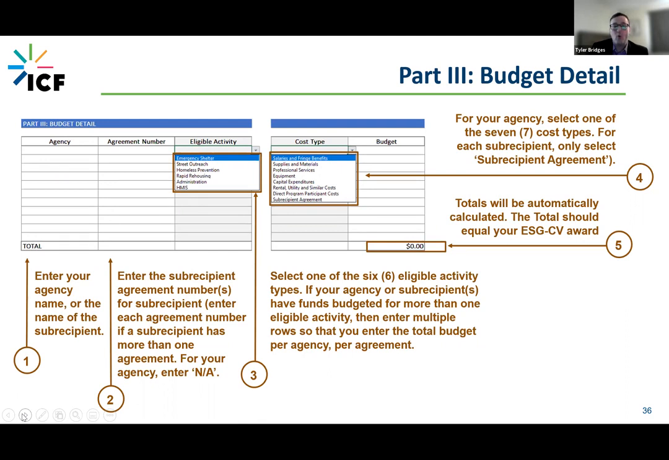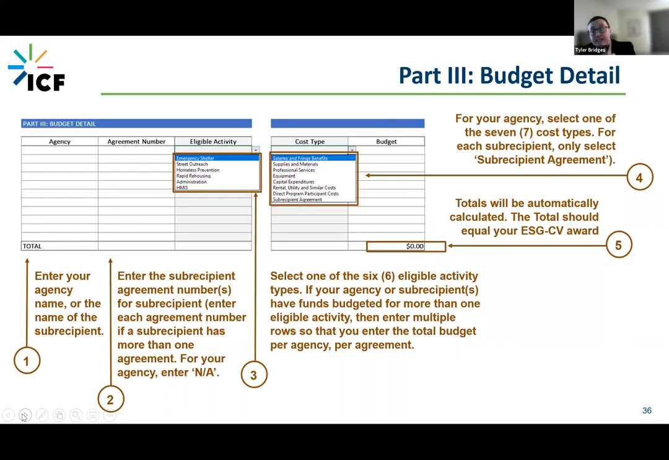Finally, for your agency only, select one of the 7 cost types per eligible activity. So again, we're just talking about the HCD's grantees, so you, not your subrecipients. Cost types help HCD determine if the amount budgeted for that cost is an MTDC and includes salaries and wages, which are MTDCs, and equipment, which is not an MTDC. So those are 2 examples of the 7 cost types you can select from.